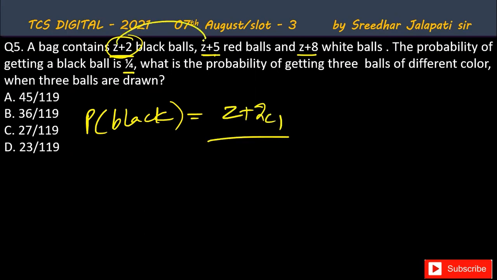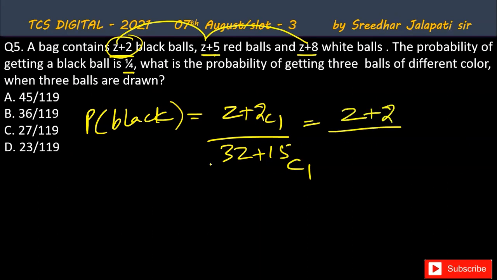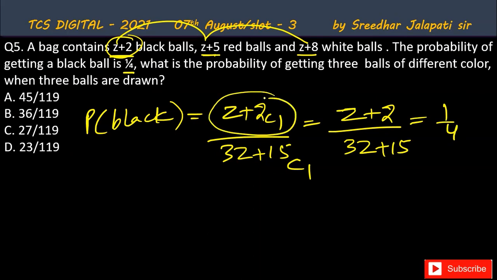Z plus 2 plus Z plus 5 plus Z plus 8. 3Z plus 15, C1. Now, by the way, Z plus 2 C1 is nothing but Z plus 2. By Z plus 2, 3Z plus 15 C1 is nothing but 3Z plus 15. This is given as 1 by 4 because probability of picking up a black ball is number of favorable outcomes, that is picking up one black ball from Z plus 2 by total 3Z plus 15.